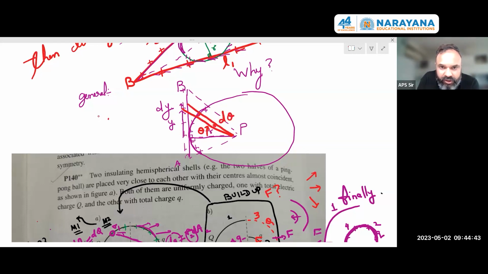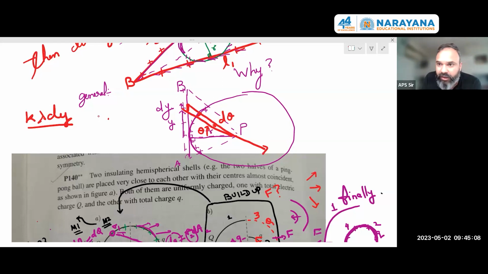Now this charge and this charge, just focus on, if I prove that field because of this and this is same, then hence proved. So because of this guy, if I write the field here, it is repulsive. And because of this guy also it is repulsive. So one of them will say it is k into lambda dy divided by the total distance, and total distance from this point to this point is square.